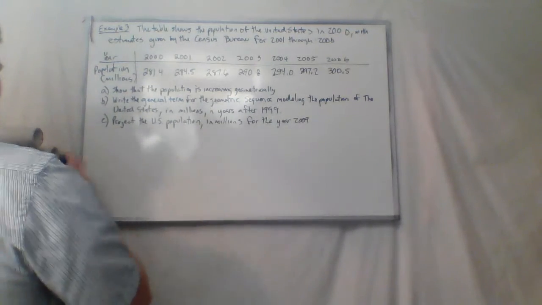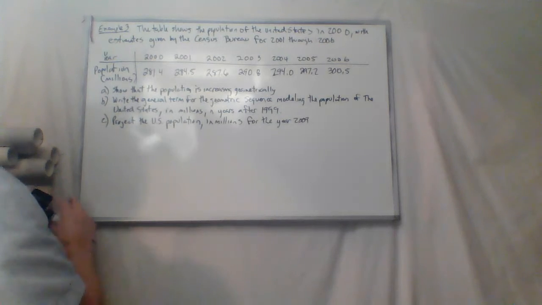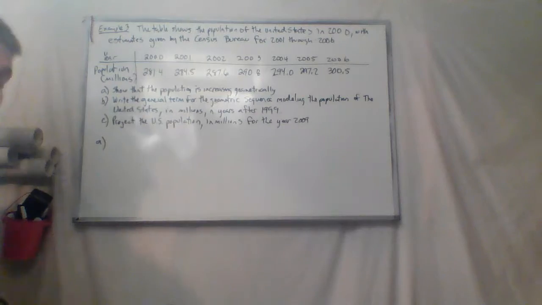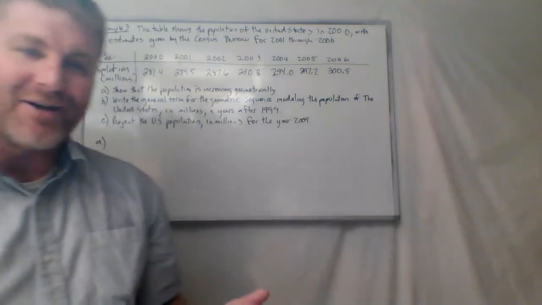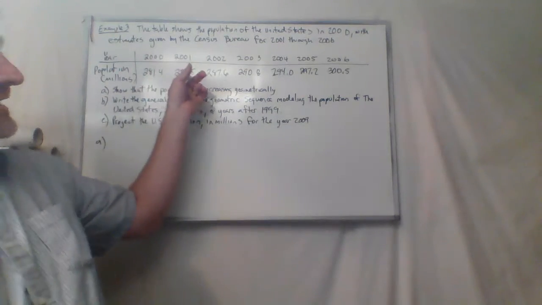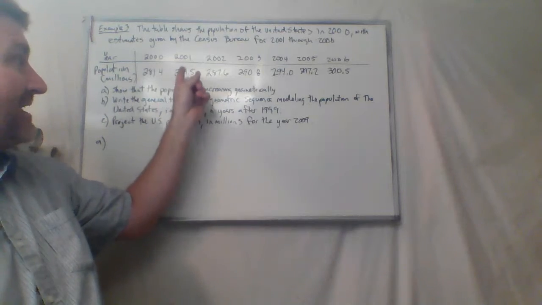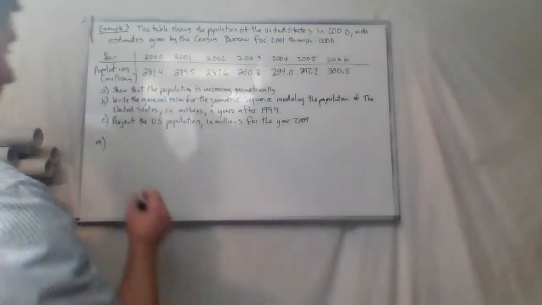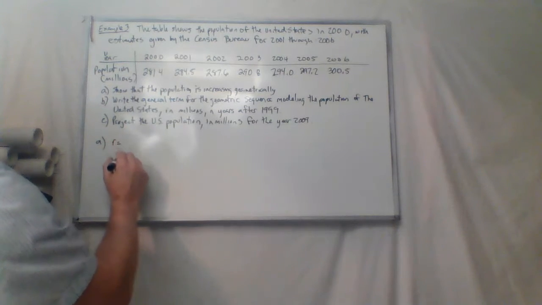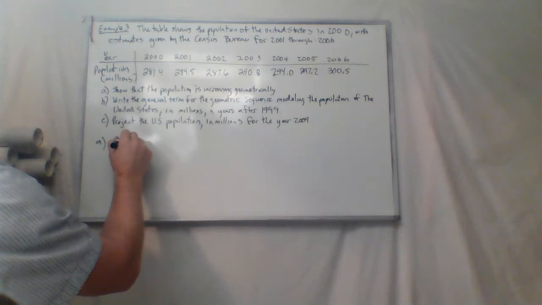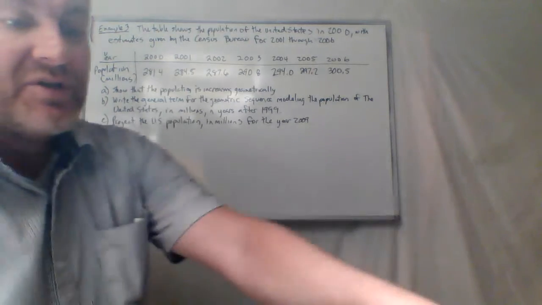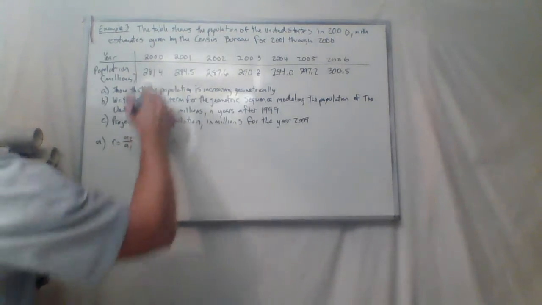All right. So they want me to show that this population is increasing geometrically. Well, you guys probably did this in your head on the last one. What do you multiply this by to get to this term? And what do you multiply this by to get to this term? So if you remember, we can always find a common ratio by going your second term divided by your first term.